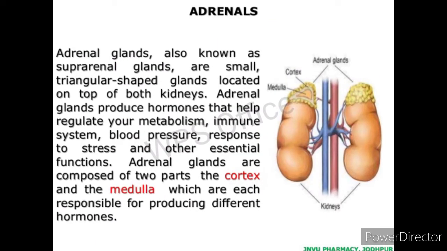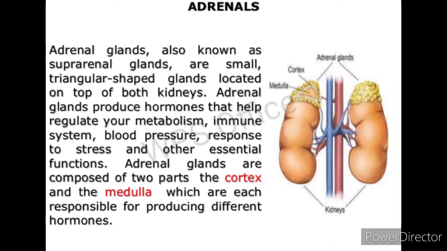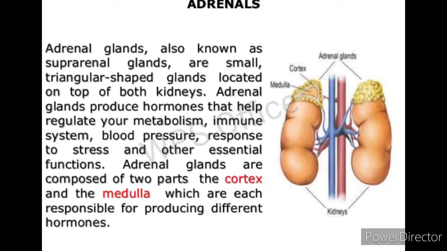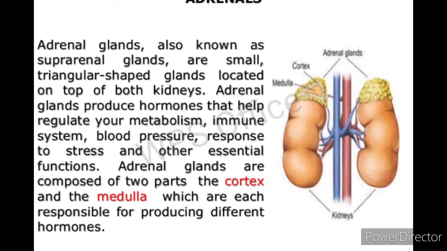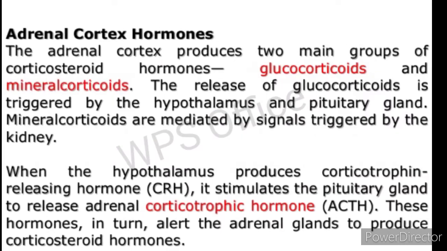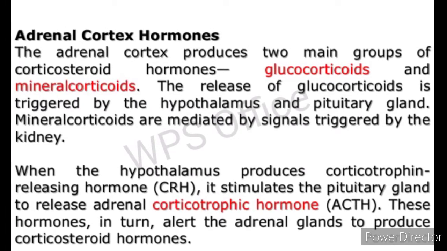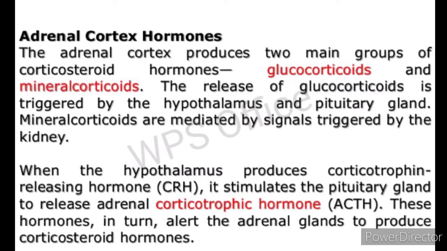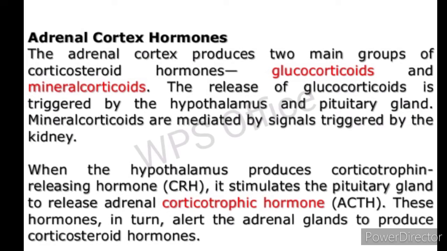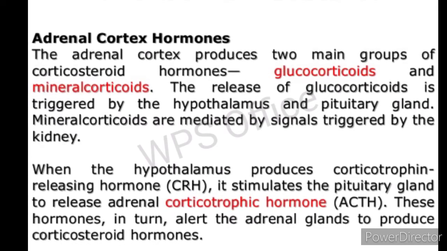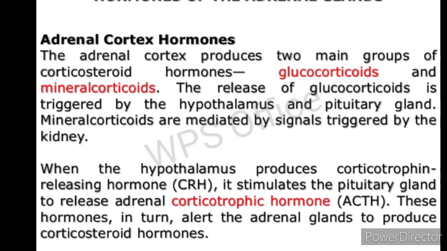Then next is the adrenal gland. The adrenal glands are located above the kidneys. These adrenal glands are composed of two parts, the cortex and the medulla, which are responsible for producing different hormones. First, the adrenal cortex. This will produce the two main groups of corticosteroid hormones, the glucocorticoids and mineralocorticoids. The glucocorticoid release is triggered by the hypothalamus and the pituitary gland. Then the mineralocorticoids are mediated by signals triggered by the kidneys.